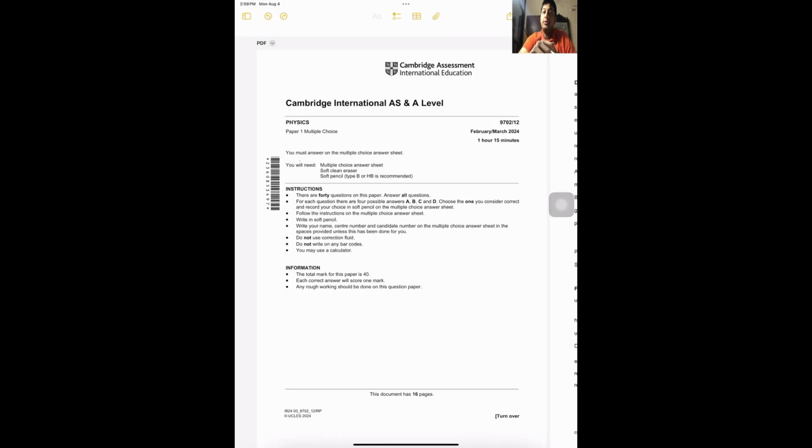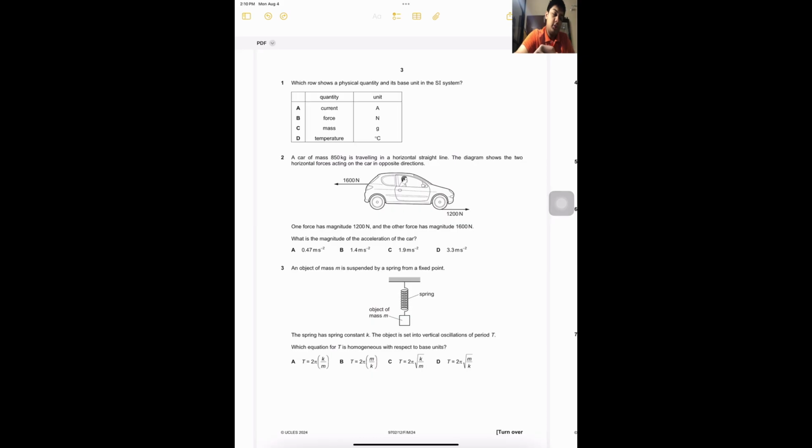Hey everyone, so today we will be doing a physics paper, the February-March 2024 year, and let's begin. First question: which row shows a physical quantity and its base unit in the SI system?